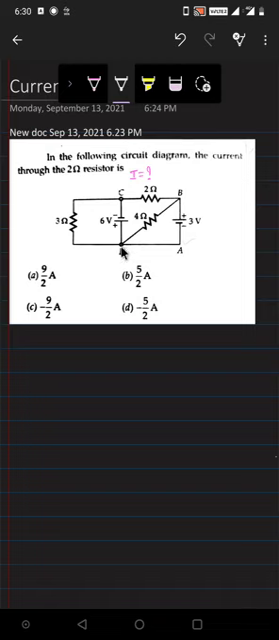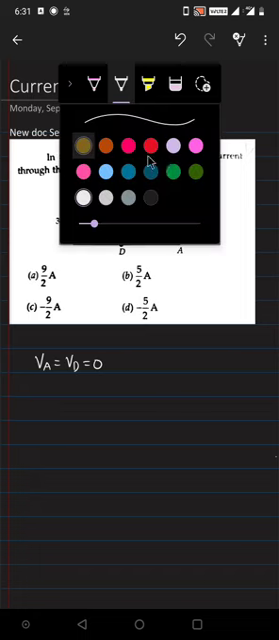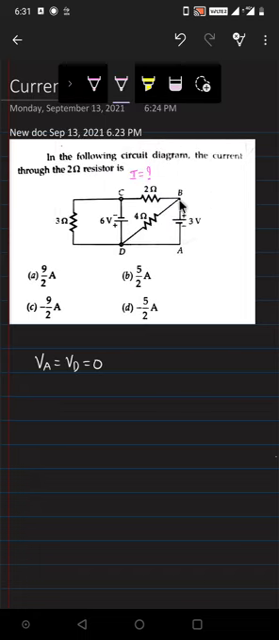So we can consider these two points as the same, which means the potential at the point A and the potential at the point D is going to be the same. Let us assume that the potentials at A and D will be 0. So potential at point A equals potential at point D equals 0. Now the potential at point B can be taken as plus 3 volts, and the potential at point C can be taken as minus 6 volts.